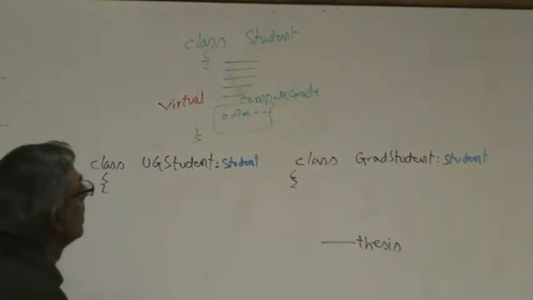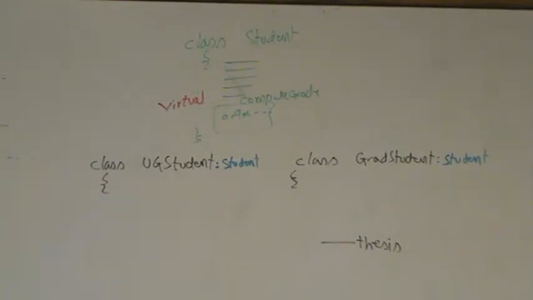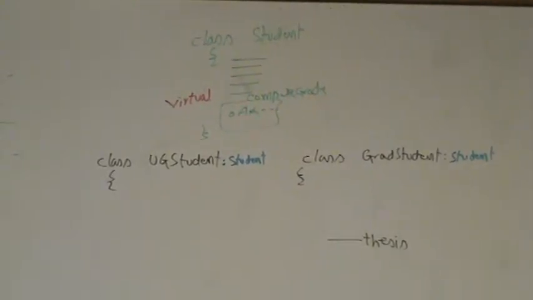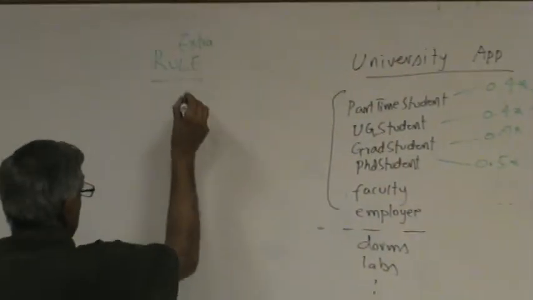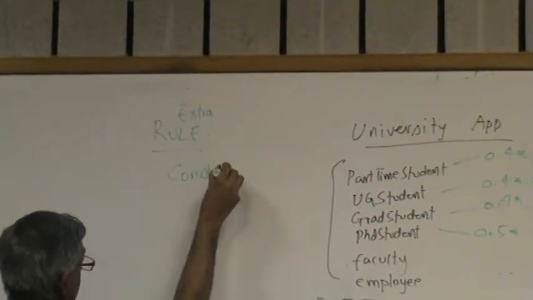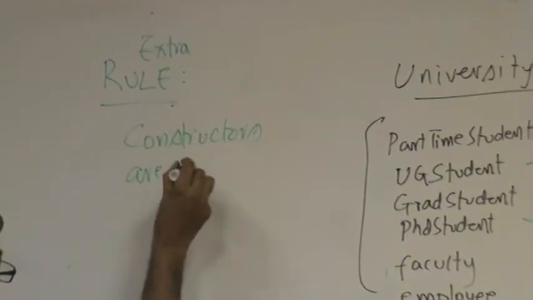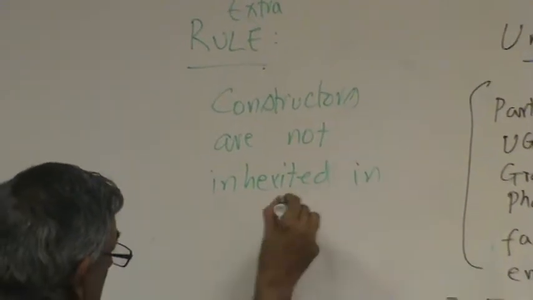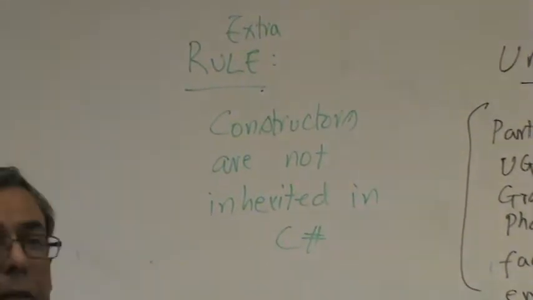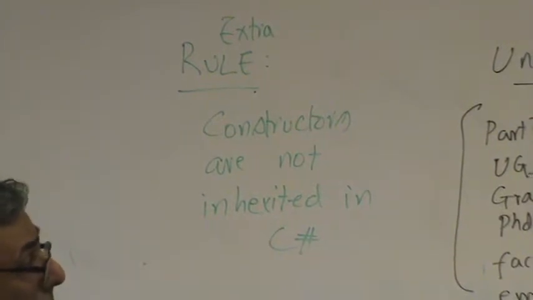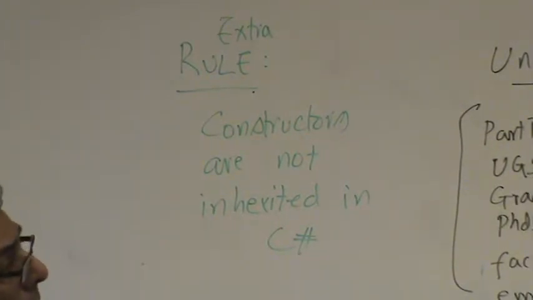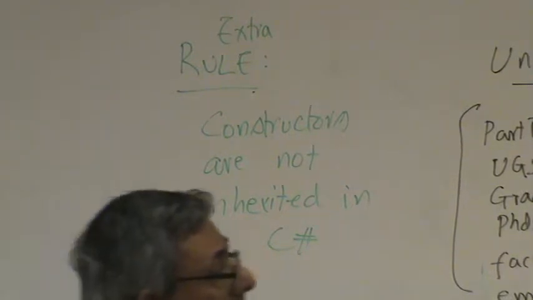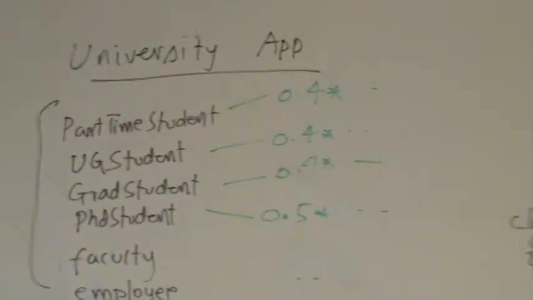Okay, so I forgot to give you one rule special to C# related to inheritance, and one extra rule is constructors are not inherited in C#. Unlike C++, where the constructors are also inherited. Okay. So if we write a constructor in the base class, it will not be available in the derived class. Okay. So over here, how many constructors will you write?